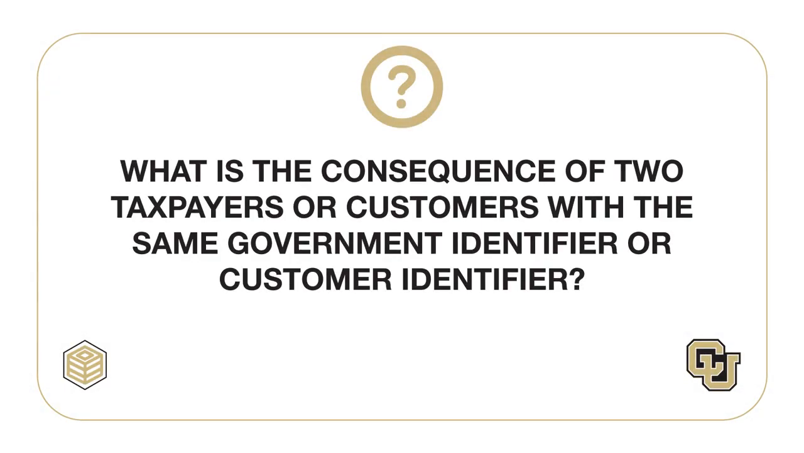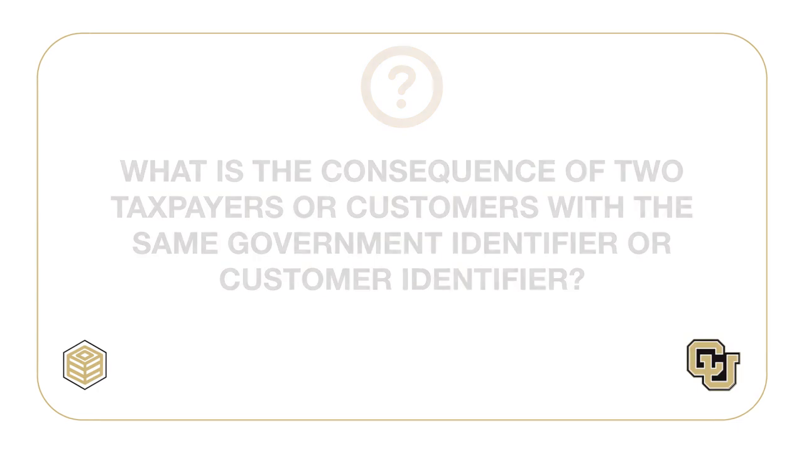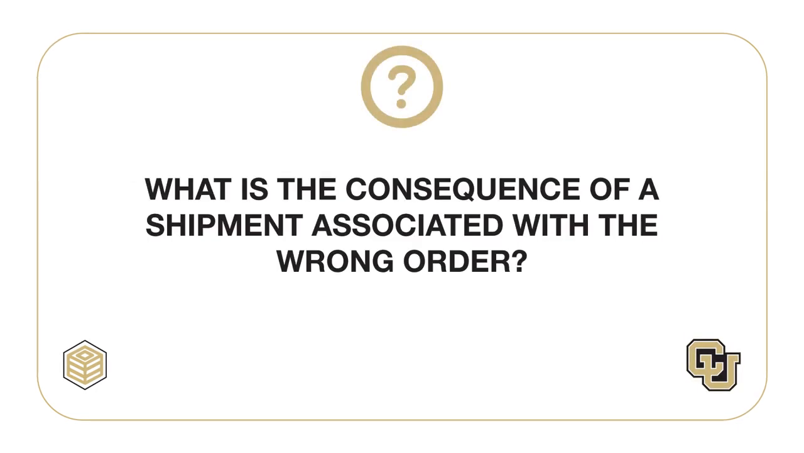I'm going to start with two practical questions that motivate integrity rules for relational databases. I want you to think about these questions as you engage with this lesson. What is the consequence of two taxpayers or customers with the same government identifier or customer identifier? What is the consequence of a shipment associated with the wrong order?